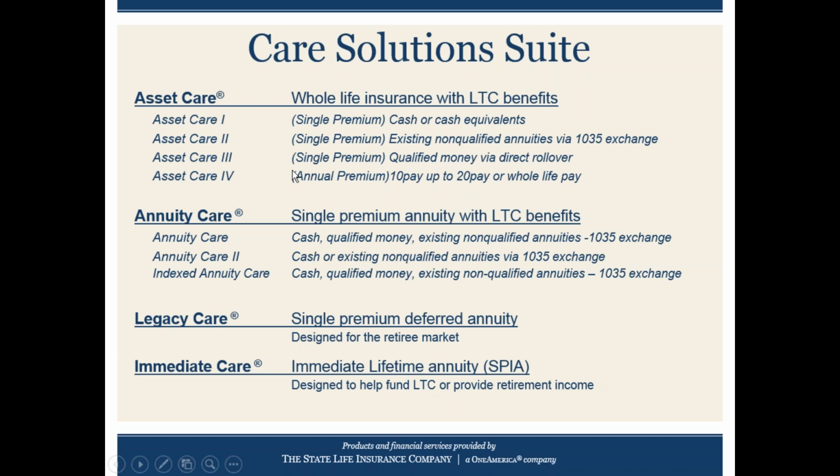So let's make it even more simple. The asset care, it's really just one product. It's funded 4 different ways. Where's your money? How do you want to fund it? So it's really not 4 products. It all works pretty much the same way. The way you fund it is what makes it different. And we're even going to file it that way within the next 18 months.